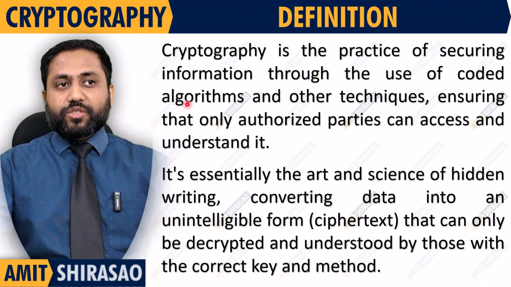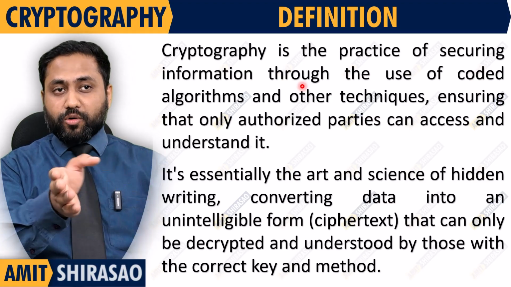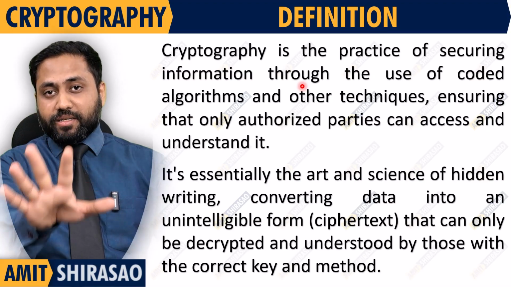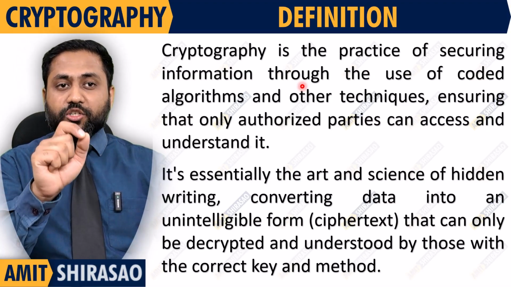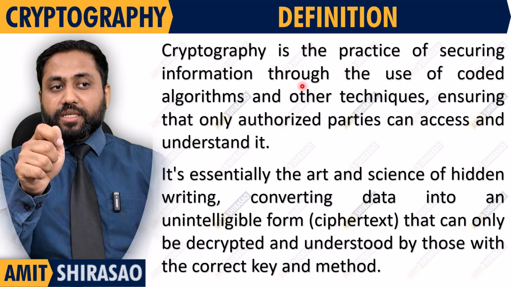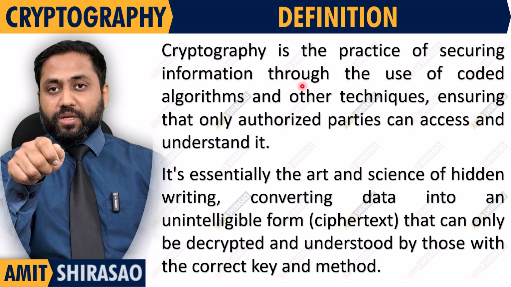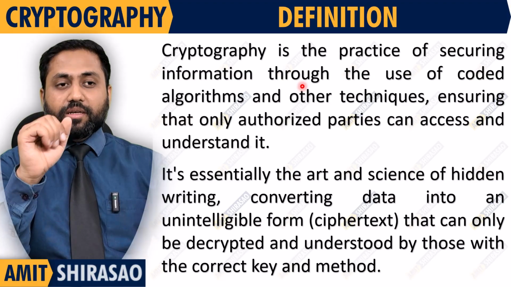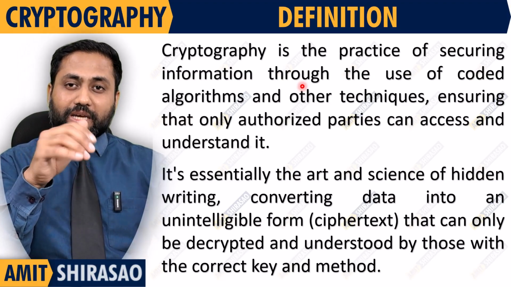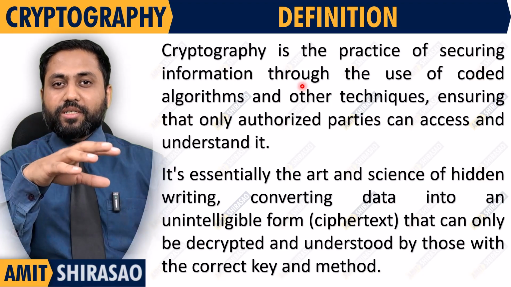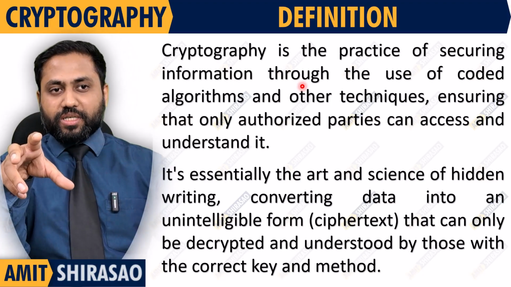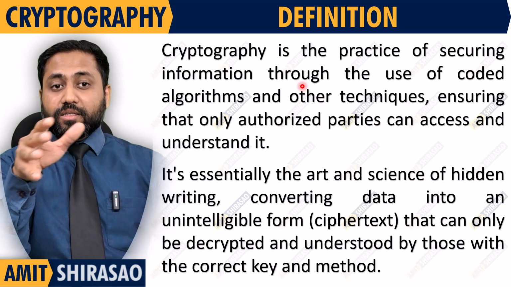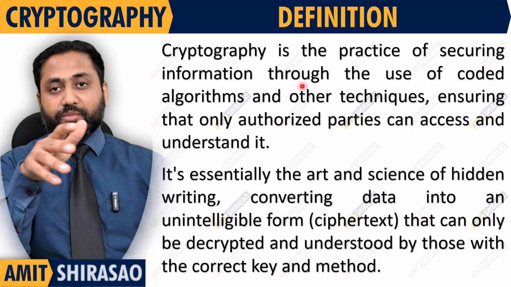Cryptography is the practice of securing information through the use of coded algorithms and other techniques, ensuring that only authorized parties can access and understand it. It's essentially the art and science of hidden writing, converting data into unintelligible form, meaning unreadable form, also called illegible form, meaning it cannot be read. It is also called ciphertext. So normally people would just call it ciphertext. So converting plain text to ciphertext that can only be deciphered, meaning decrypted, and understood by those with the correct key and the method.